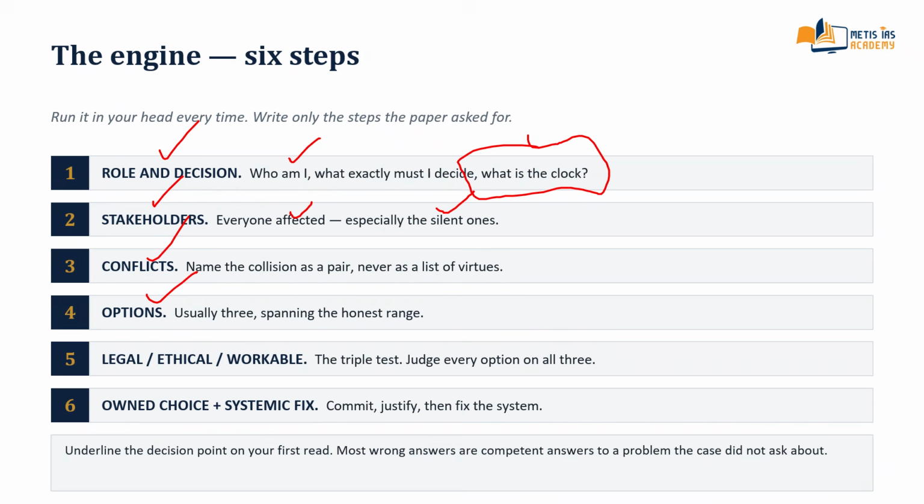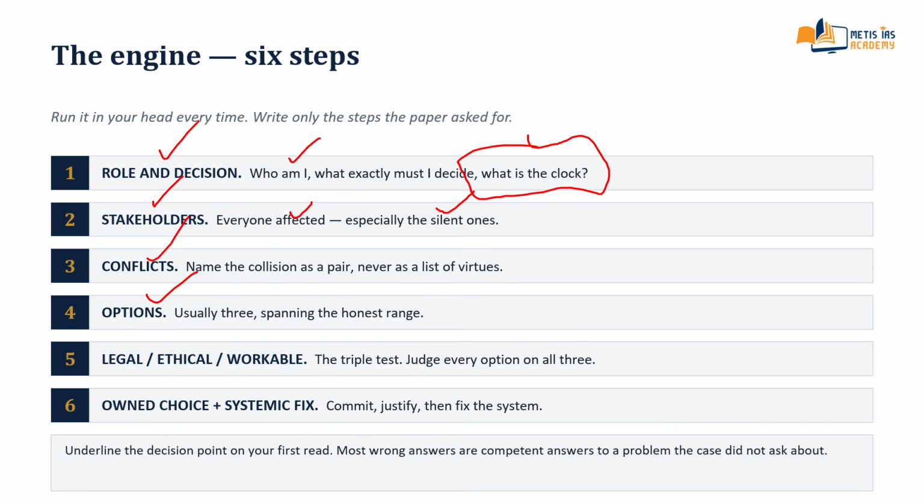So name all three fairly, including the ones you will reject. An examiner can see when an option has been set up only to be knocked down. So you have to avoid two traps. That is the fantasy option. No real case has a cost-free perfect choice, and inventing one shows you did not understand the case. And the second one, the false binary: resign or surrender. Almost every good answer finds a defensible middle that is principled and survivable.